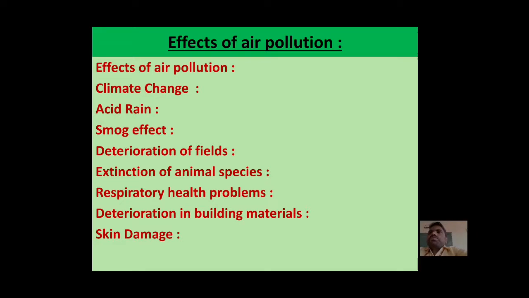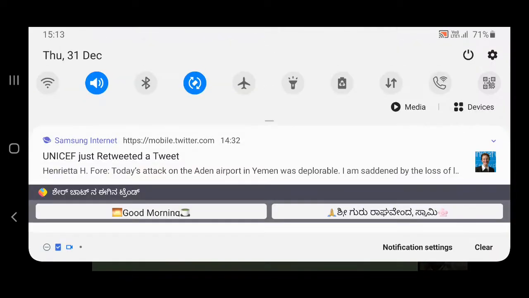See, what are the effects of air pollution? First we will see climate change. See, climate change is another consequence of global warming. When the temperature of the planet increases, we can see it in the polar regions. When the temperature increases in the polar regions, the ice will start to melt. When this ice starts to melt, the level of the sea increases.